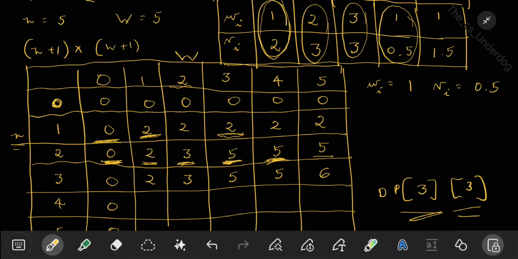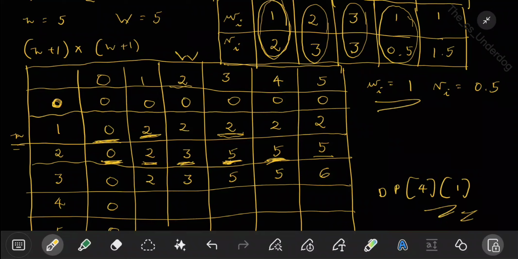What about this item? When you check DP of 4, 1, what is the scenario? The total capacity of knapsack is already equal to the weight of the item. So you can either include the item or not include the item. While trying this, you will see the block right above it. That will say, what if you are not including? Then the total value is 2.